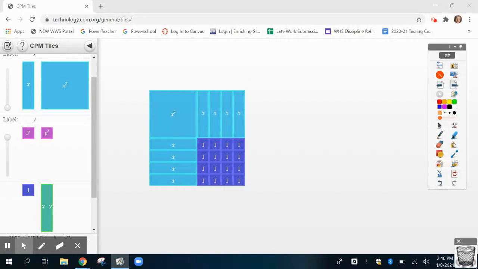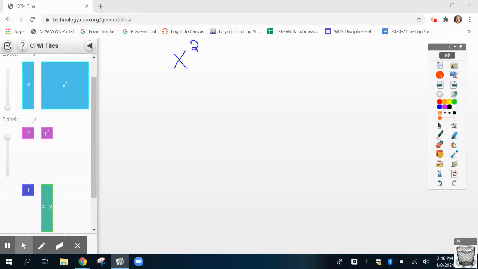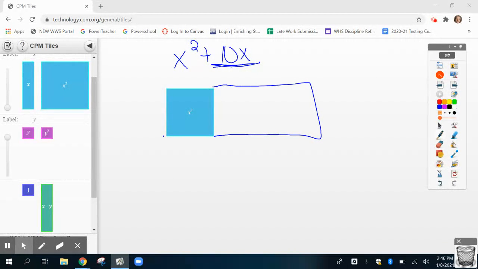Okay, so let's look at this now in a little bit of a different relationship of what we need to do to complete the square and now put words to it. So let's say I have x squared plus 10x, and I'm going to complete the square with it. So we need an x squared. Now, if we need 10 x's, how many are we going to put over here? And how many are we going to put over here in order for this to have equal side lengths?